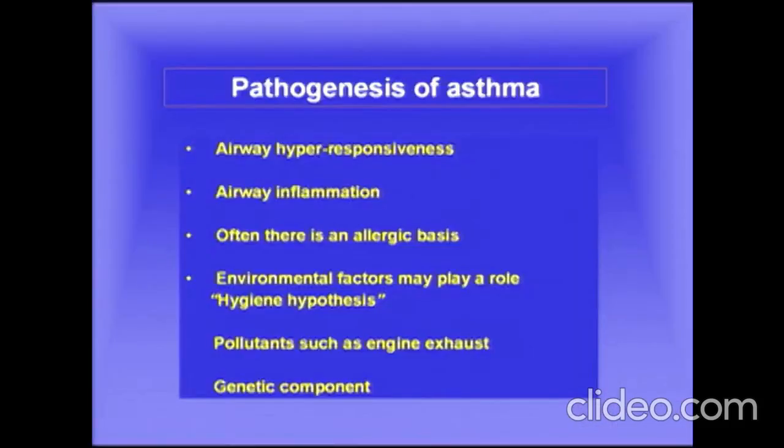Now let's talk about the pathogenesis of asthma. We've already referred to the airway hyperresponsiveness, not only in response to the allergen, but response to cold, exercise, smoke, whatever. In addition, we've mentioned the airway inflammation, which, as I said, has only been emphasized in the last 15 or 20 years, but it's a very important feature of asthma. Often, as we said, there's an allergic basis, but not always. There is both allergic asthma and non-allergic asthma.